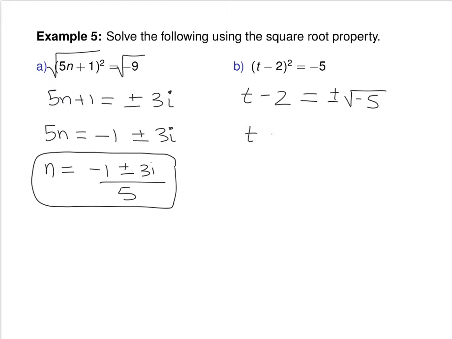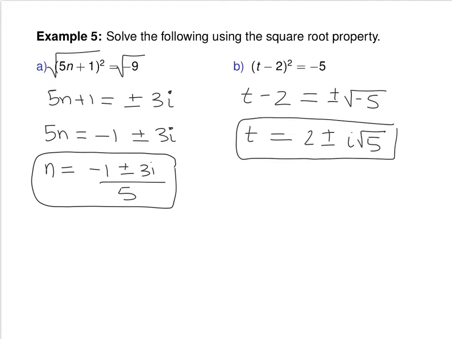So t will equal, what does that 2 become when it moves to the right? +2, plus or minus, can you do anything with the negative 5 rooted? I root 5. And technically when you plug that in, it also works out. It's kind of crazy. A little bit, but. Okay.